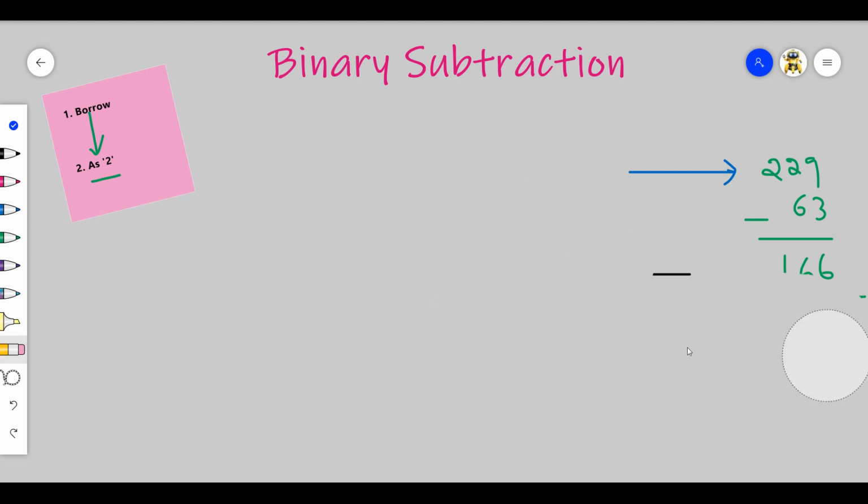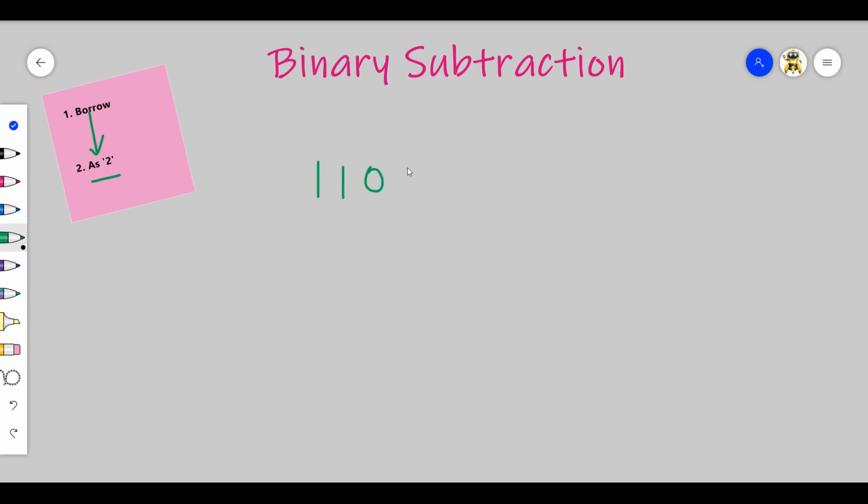Now let us solve another example. I want you to solve this one. So 1 1 0 0 1 1 0 and 1 1 0 1 1. Now I want you to pause the video and try to solve this question.